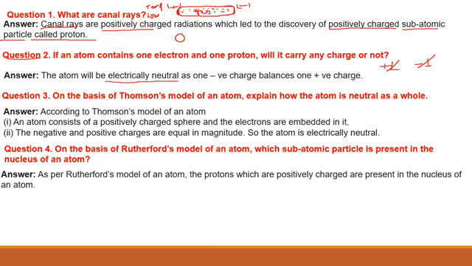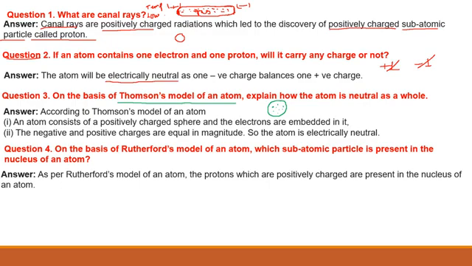Let me change the color. Okay. Now question number 3, on the basis of Thomson's model of an atom. You remember Thomson's model of an atom, where it is compared with a watermelon, and also with custard. In the red part of the watermelon, the black seeds are embedded. Similarly, in an atom, the black seeds are nothing but the negatively charged electrons which are embedded in the pool of positive charge. This was explained by Thomson's model.